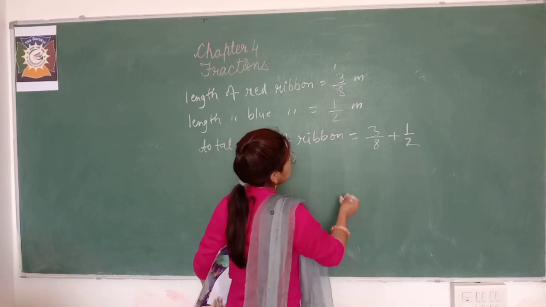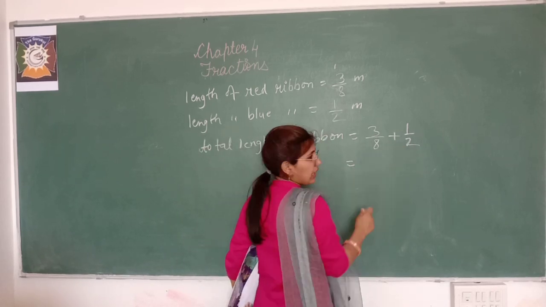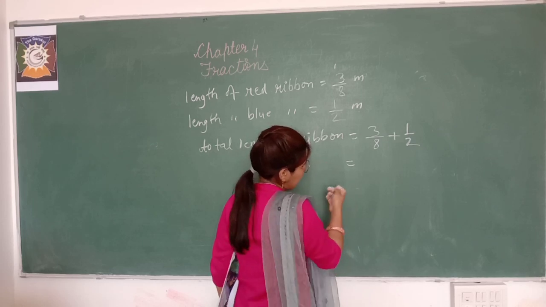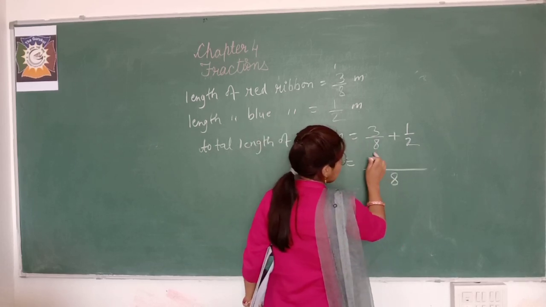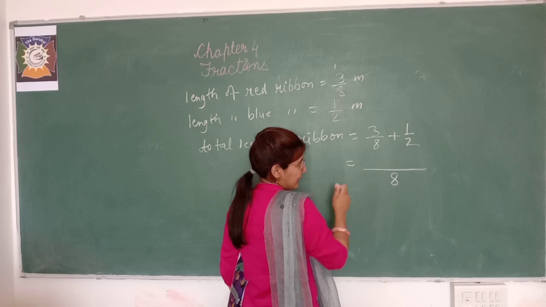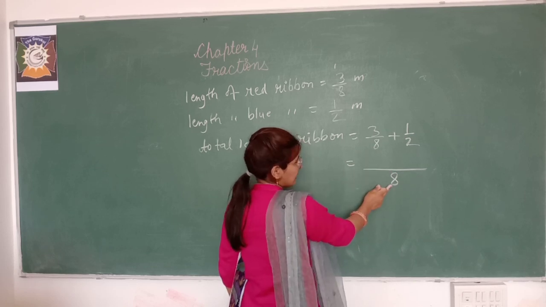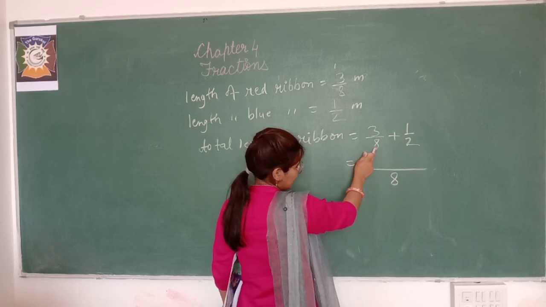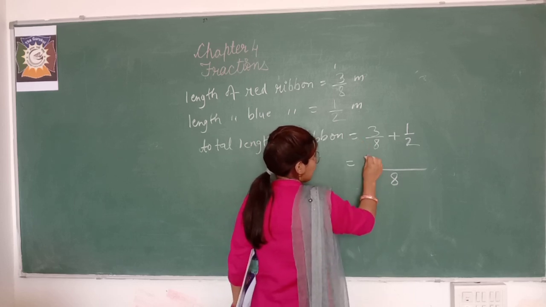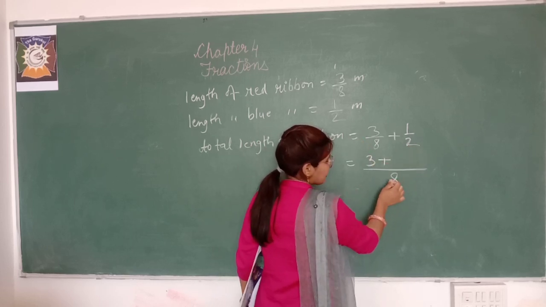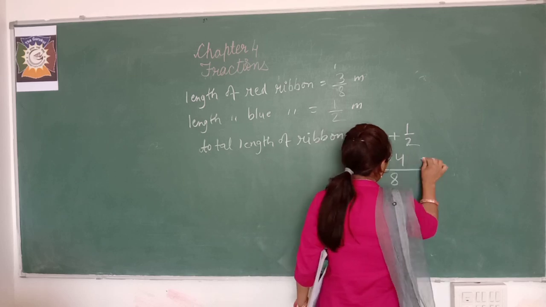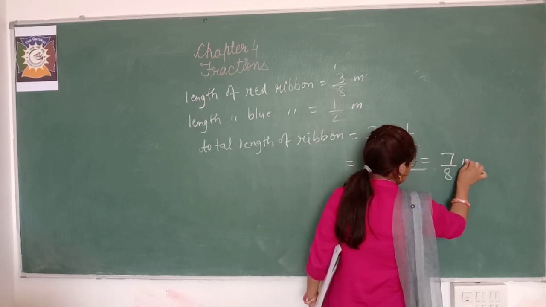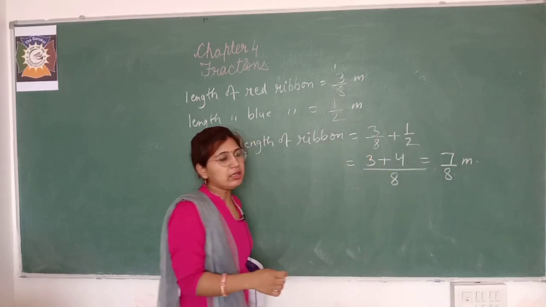See बच्चे, here the given fractions are unlike fractions, so we find the LCM of 8 and 2, and the LCM we get is 8. Now divide this with this 8. So बच्चे, you can see 8 1s are 8, 1 into 3 you get 3, plus 2 4s are 8, 4 into 1 gives you 4. So 7/8 meter is the length of the ribbon.